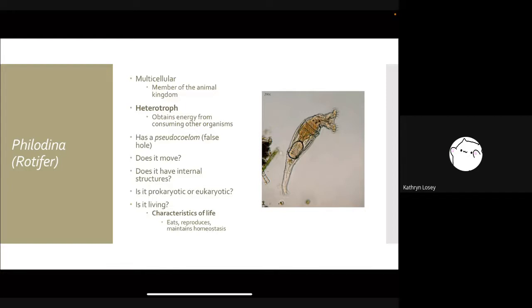Okay, one of the questions on this definitely is: is it a living creature? It asks about the properties of life. So your characteristics of life are eats, reproduces, and maintains homeostasis. Okay, so again, unicellular, multicellular, eukaryotic or prokaryotic, characteristics of life. Heterotroph is a bold italicized word, so that's one you should know the definition of.